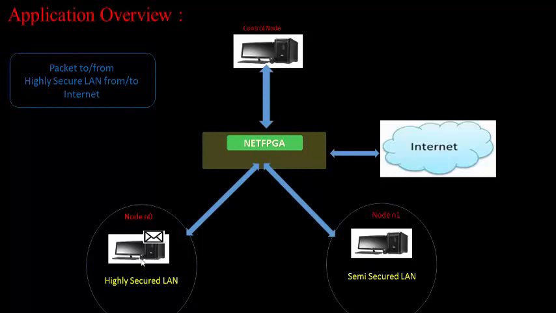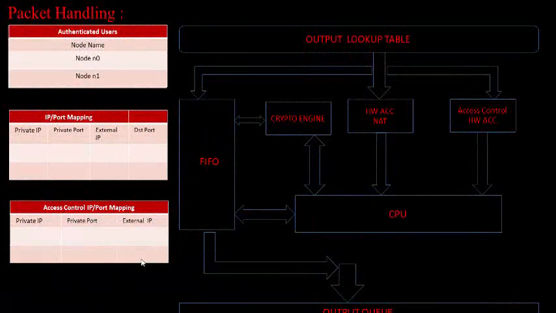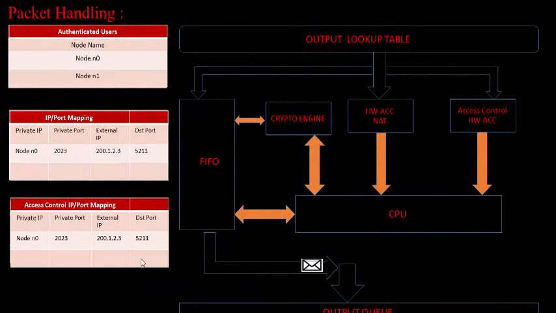Now initially, if the packet is being sent from the highly secure LAN to the internet, how are we going to handle it? This packet is sent to the NetFPGA first. Inside, what happens is it goes to the FIFO, it goes to the hardware accelerator, and it does some operation. We are maintaining two tables, which are the hardware tables, and it generates the data which will be used later for the stateful inspection.